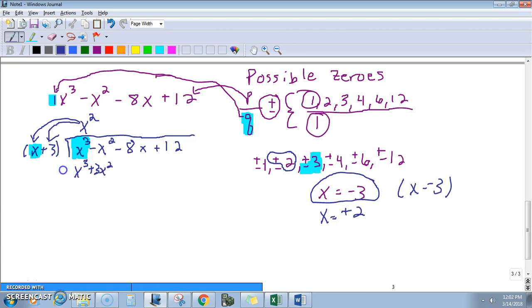Now I have to subtract this, right? But I have to subtract everything. So I'm subtracting, I have x cubed minus x cubed, which is 0. But then I have negative x squared minus 3x squared, which, double check my work here, should be negative 4x squared, right? Negative 1 minus 3 is negative 4.